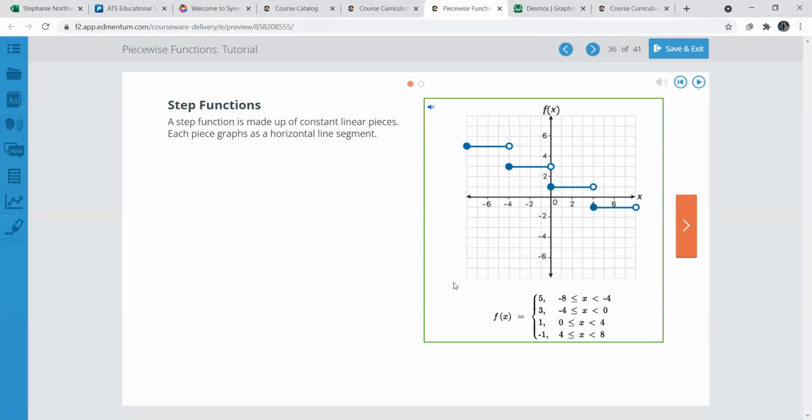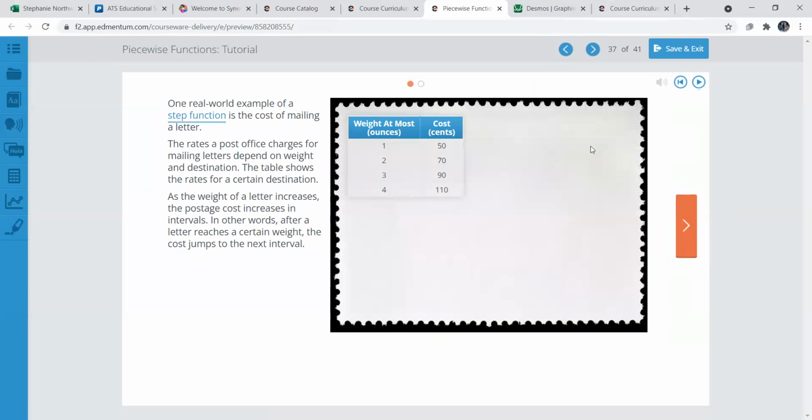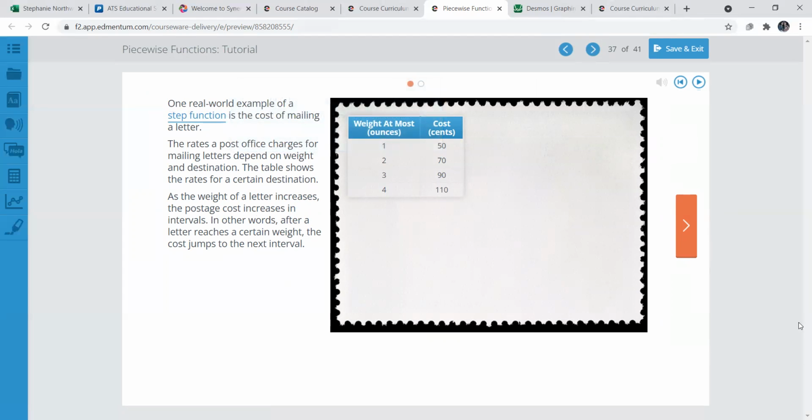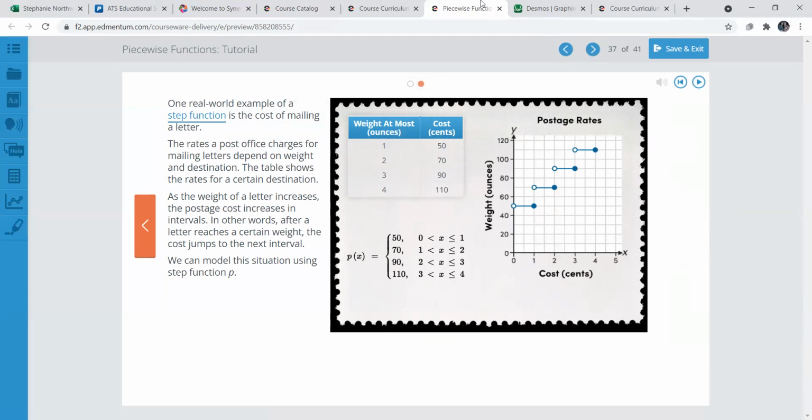Step functions, and as you probably guessed it again, they look like steps. So it kind of looks like a staircase. Here's the equations and the functions, and then here's how they are plotted on the graph. So a step function, a piecewise function, is defined by constant linear segments. So we have line segments, basically, that look like a little mini staircase. See? There you have it.